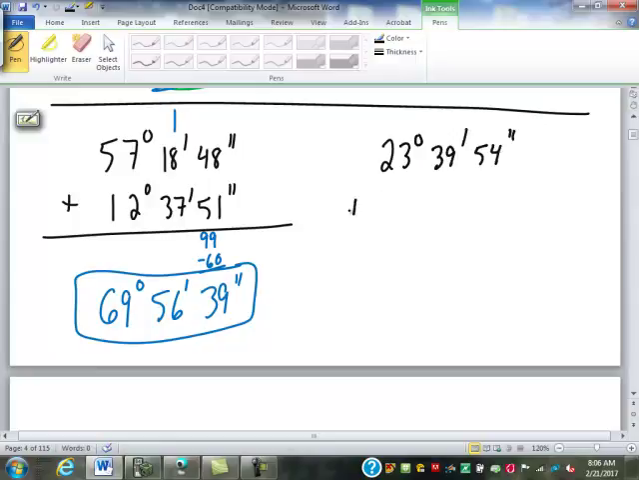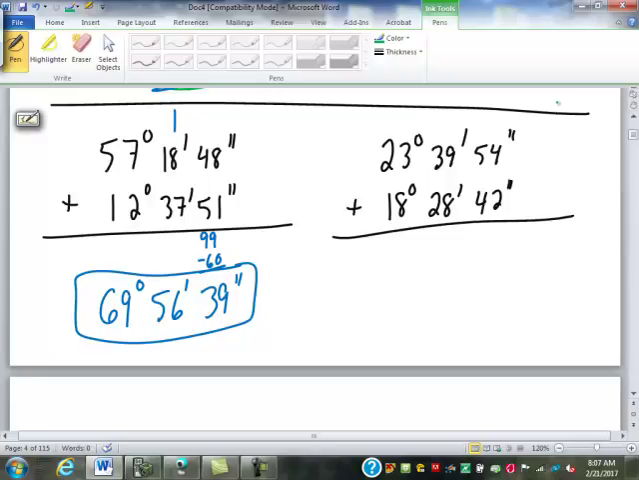So I want you guys to try. If I got 23 degrees, 39 minutes, 54 seconds, plus 18 degrees, 28 minutes, 42 seconds. And yes, you can enter that in your calculator, just like you would enter degrees, minutes, and seconds before. You enter it in, you hit plus.